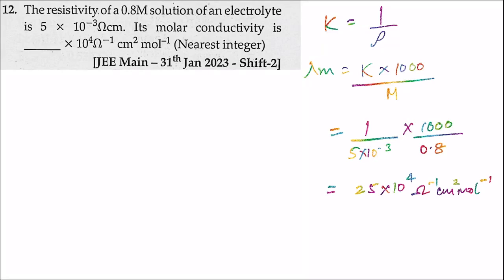The resistivity of a 0.8 m solution of an electrolyte is 5 into 10 to the power minus 3 ohm centimeter. Its molar conductivity is dash into 10 to the power 4 per ohm centimeter square per mole.